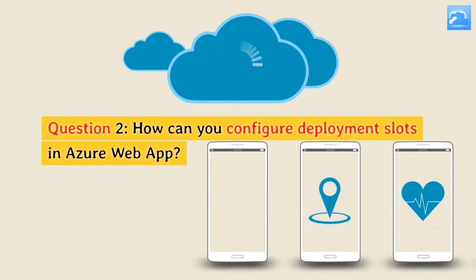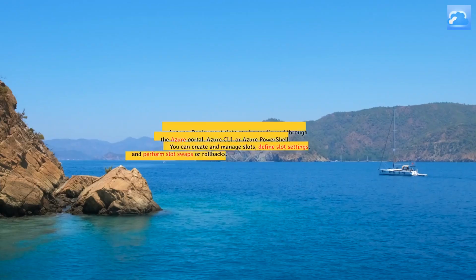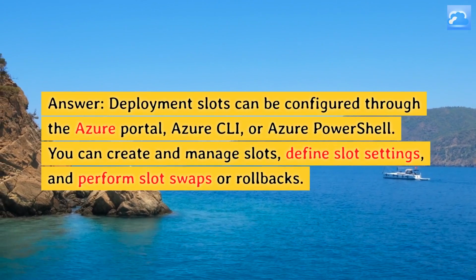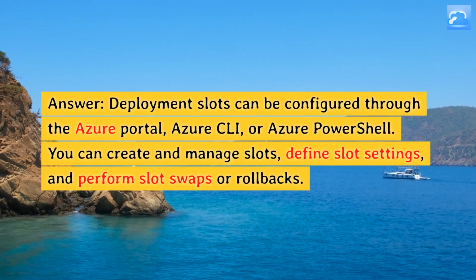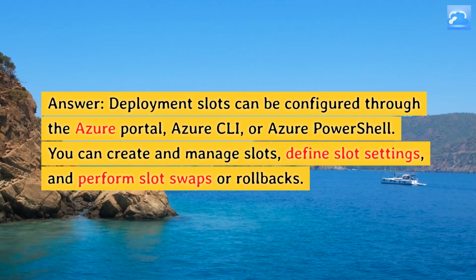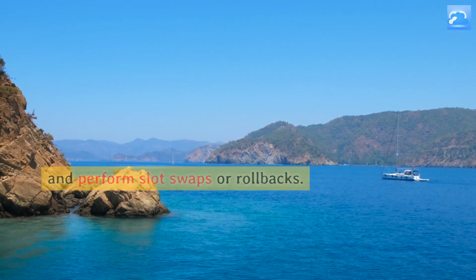Question 2. How can you configure deployment slots in Azure Web App? Answer. Deployment slots can be configured through the Azure portal, Azure CLI, or Azure PowerShell. You can create and manage slots, define slot settings, and perform slot swaps or rollbacks.